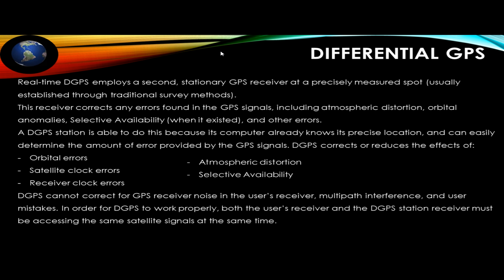In order for DGPS to work properly, both the user receiver and the DGPS station's receiver must be accessing the same satellite signal at the same time. You have to take care of that. That's why the receiver clock error and satellite clock error have to be maintained properly.